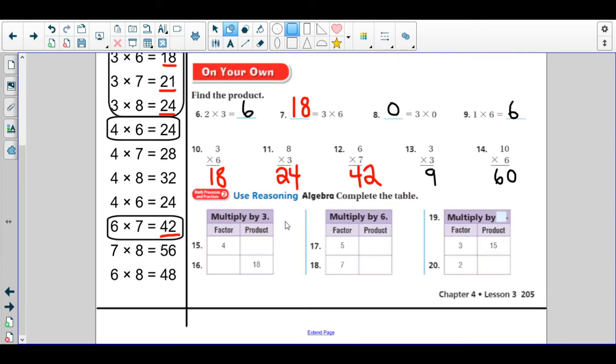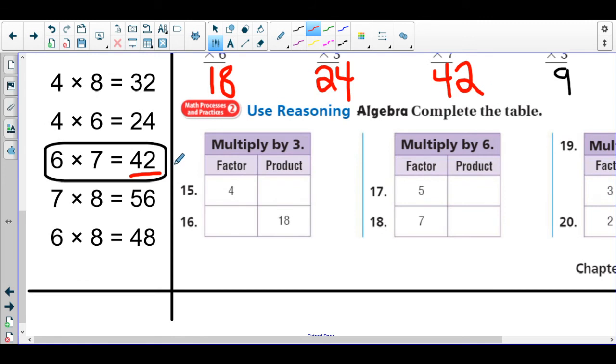All right, so let's see what we got here with these questions. Ooh, and these are fun. These are kind of like what we call a function box, or looking at what number is going to give this. So we're going to multiply by 3. So when we multiply 4 times 3, we get 12. Now, what number times 3 gives me 18? That number is 6.